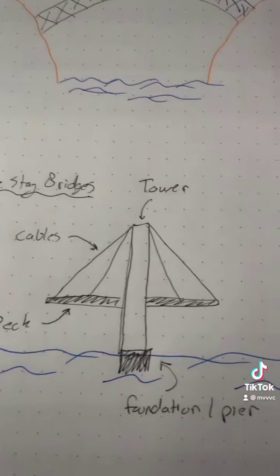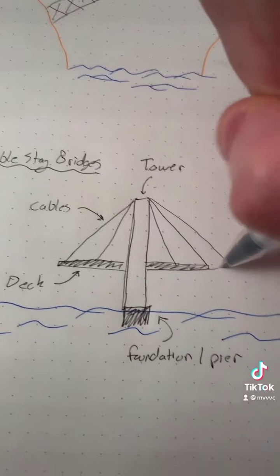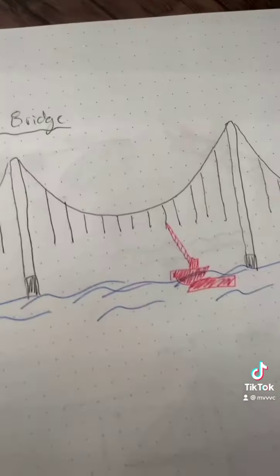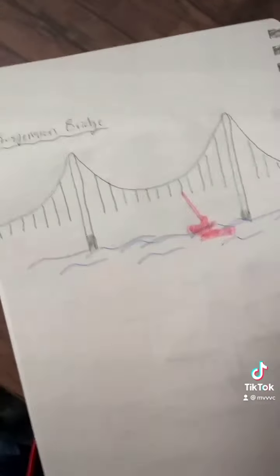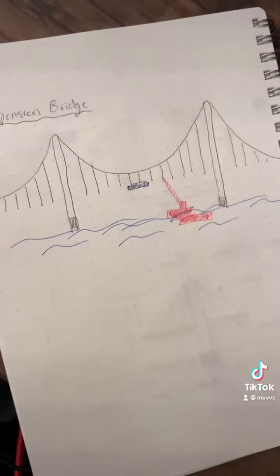For cable stay bridges, once you have the tower and foundation built, you can build out your deck, run a cable down, and then pour on your concrete, and then slowly build out until you reach the end. For suspension bridges, once you have your cables running between the towers, you can just come in and place your precast deck pieces under each one and build it out from wherever you want.